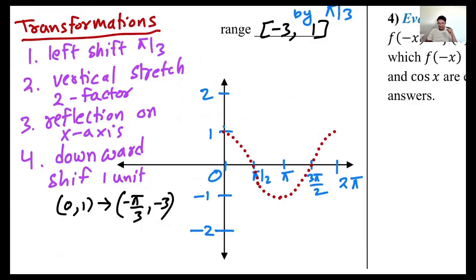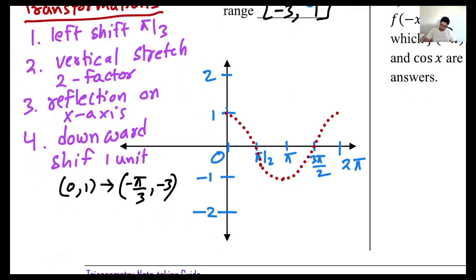Reflection on the x-axis will make it minus pi over 3 comma minus 2. 2 will become minus 2. And then you shift downward 1 unit. So minus pi over 3, minus 3.